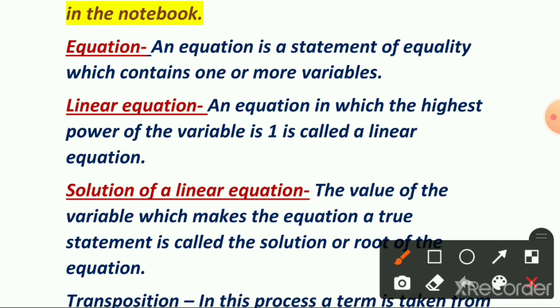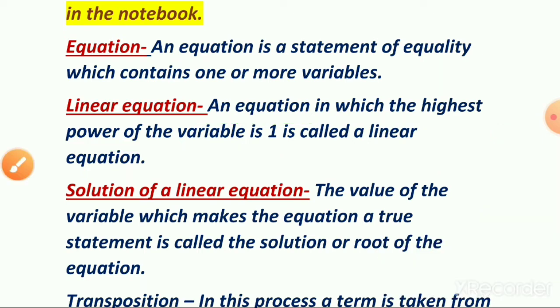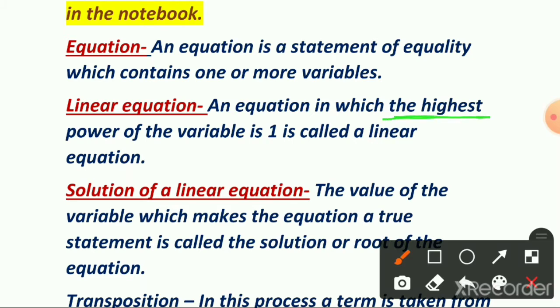So what I have written here: a linear equation is an equation in which the highest power of the variable is 1. If you see each and every question of this chapter, you will not see any variable having a power other than 1. You will get x, y, z, but you will never get x square or x, y cube or anything else. So an equation in which the highest power of the variable is 1, and please have a look at the power of the variable, is called a linear equation.